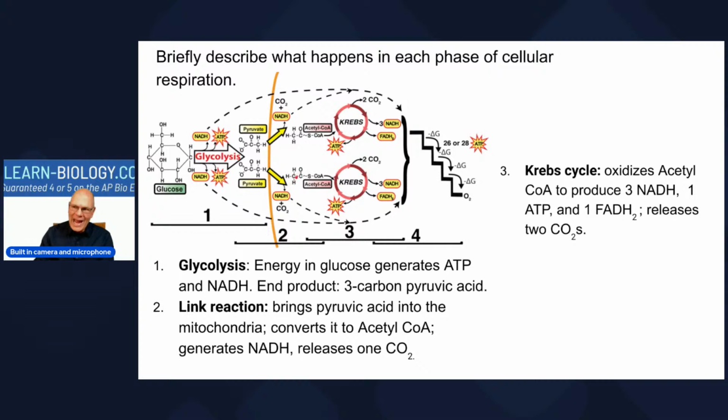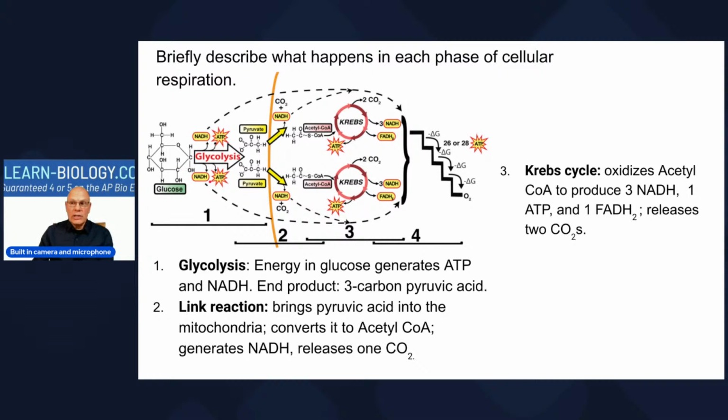And the energy in acetyl-CoA, this 2-carbon piece over here, is completely broken down. It's completely oxidized to generate NADH, an electron carrier, FADH2, another electron carrier that we're meeting for the first time, and ATP. And that ATP can be used immediately for the cell to do some work.